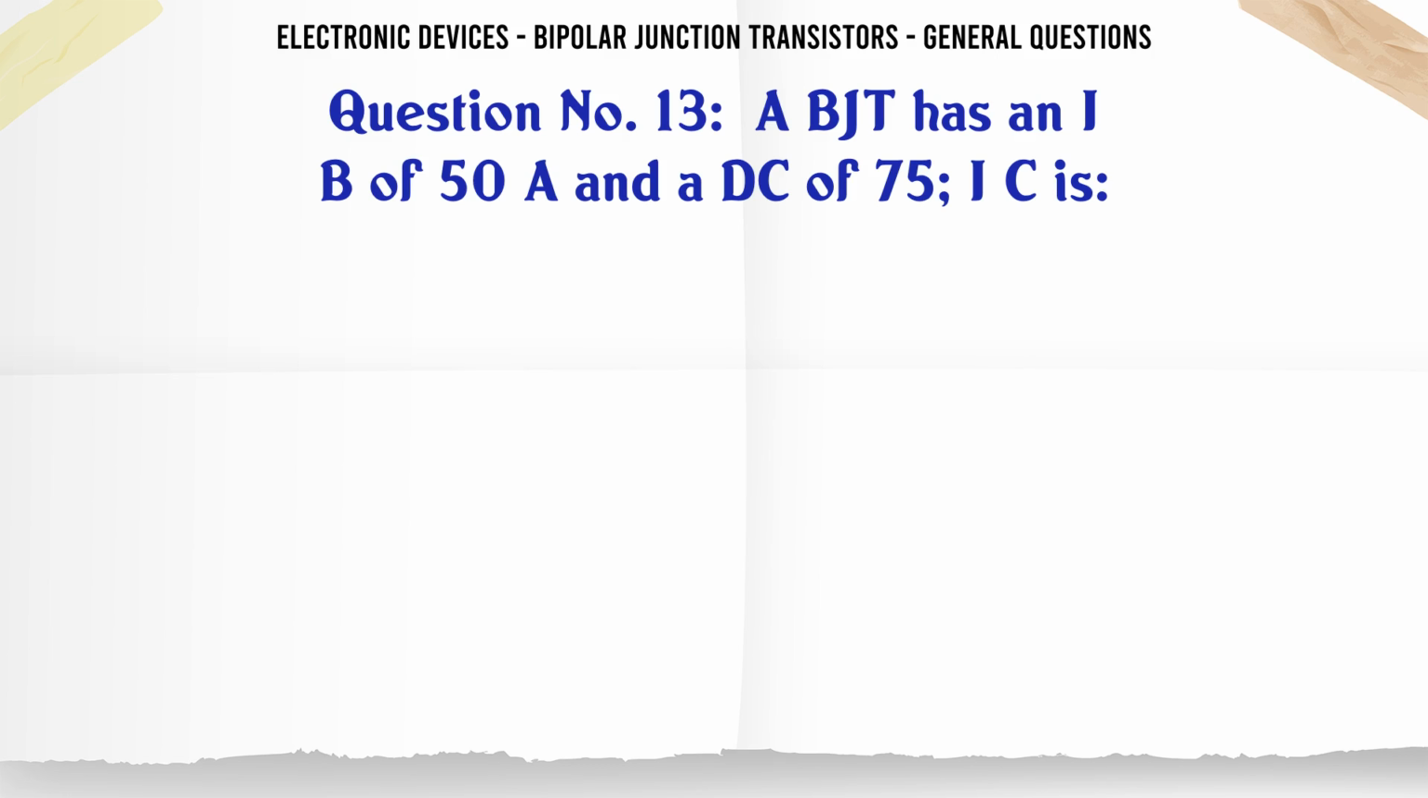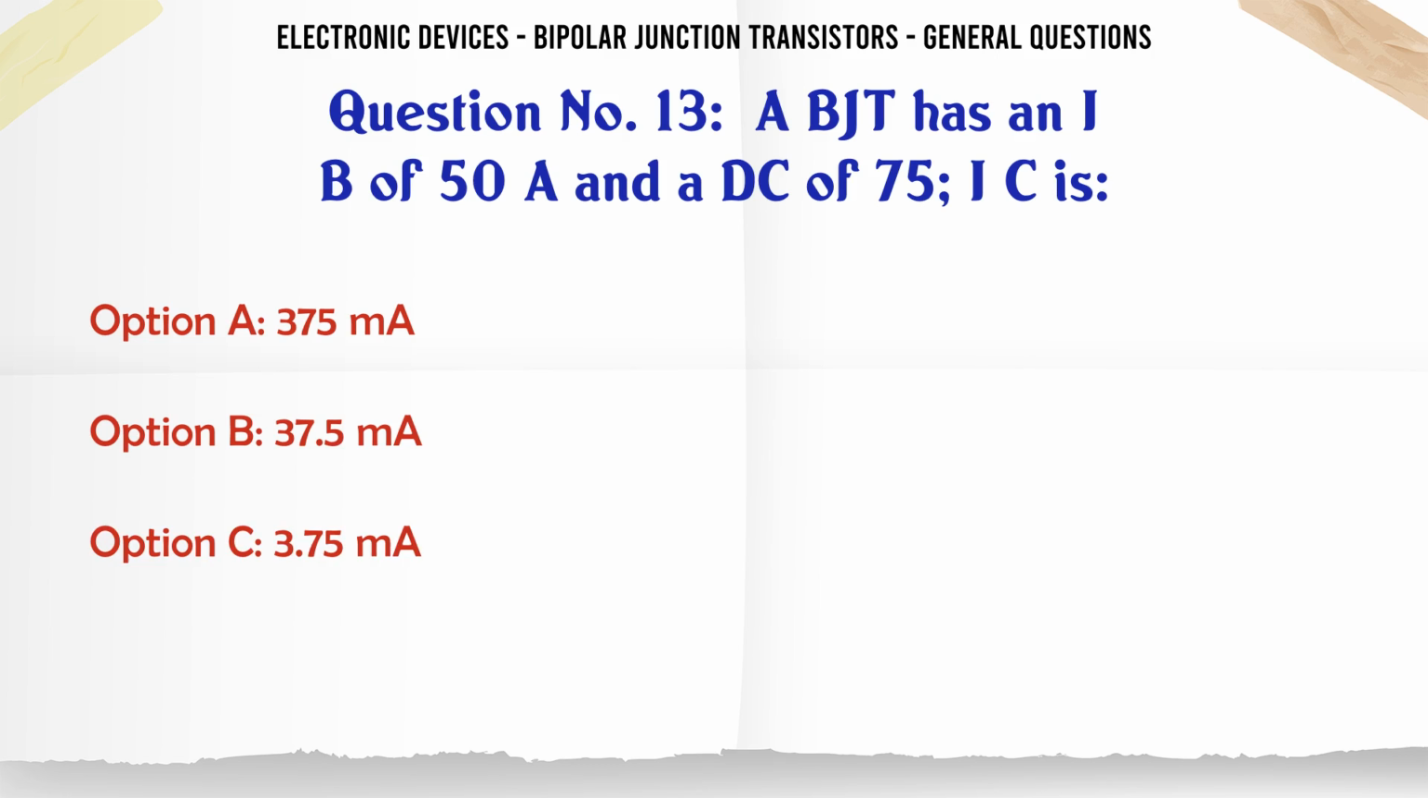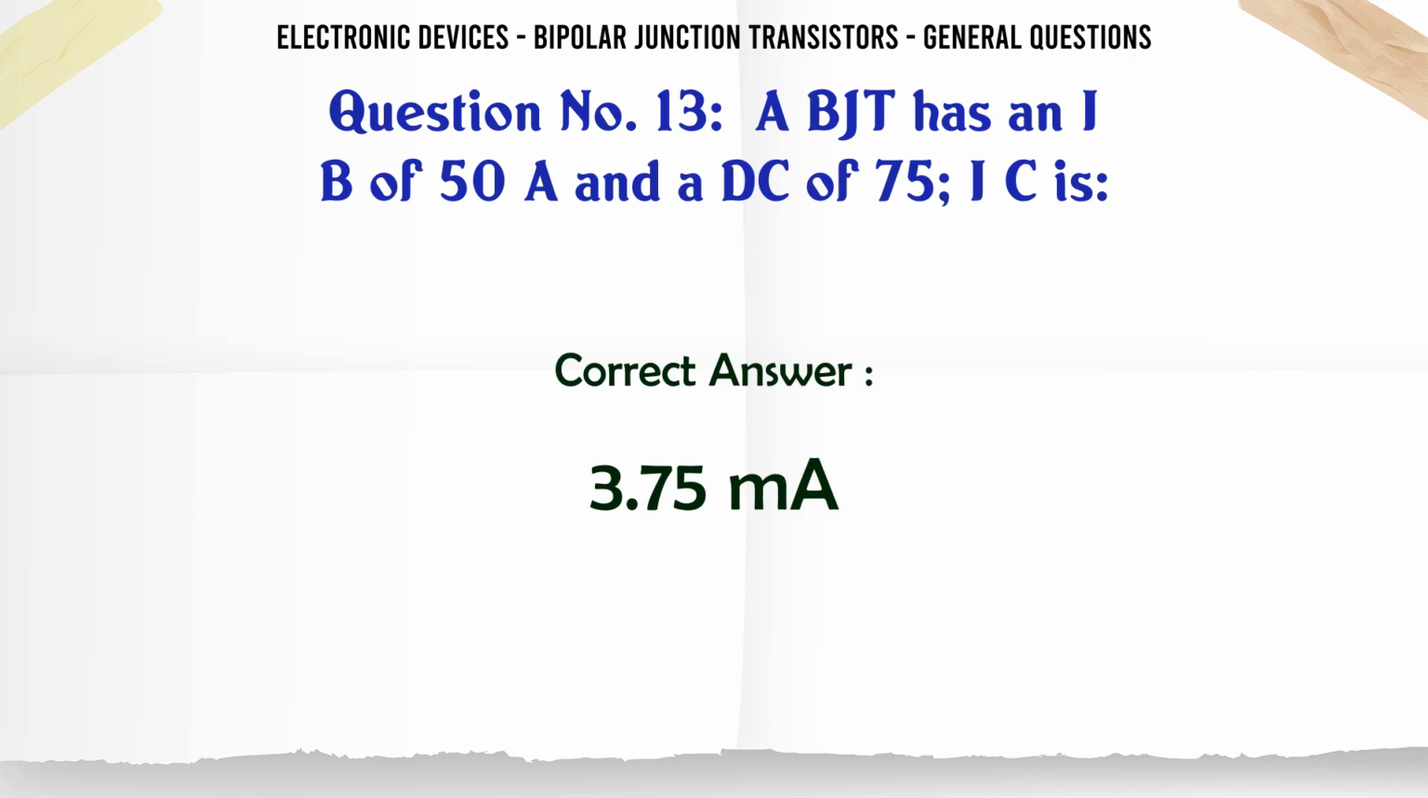A BJT has an IB of 50 A and a DC of 75. IC is A 375 mA, B 37.5 mA, C 3.75 mA, D 0.375 mA. The correct answer is 3.75 mA. Refer to this figure.